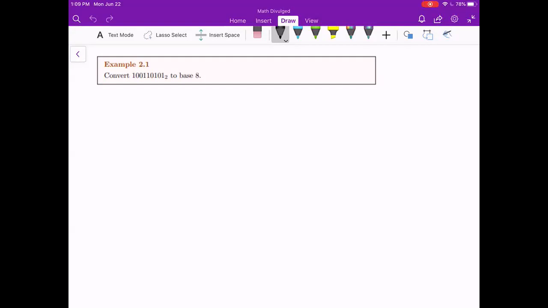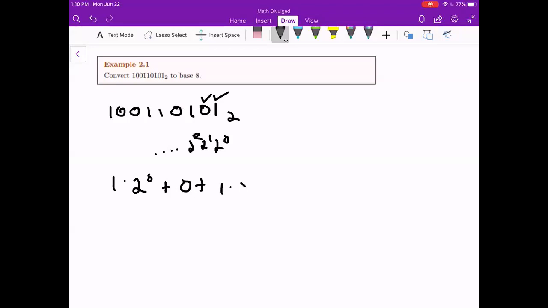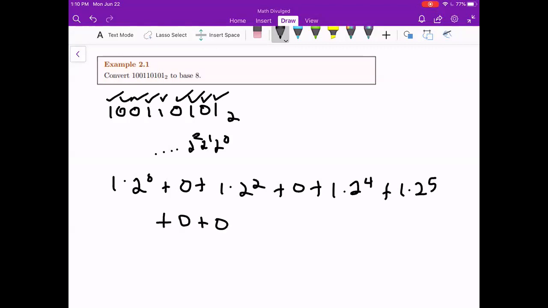So here we have 1 0 0 1 1 0 1 0 1 base 2. So in terms of powers of 2, this is going to be 2 to the 0, this is 2 to the 1, this is 2 squared, and so forth. So if we just add all of these up, we have 1 times 2 to the 0, plus 0, plus 1 times 2 squared, and then we ignore the 0. This is going to be plus 1 times 2 to the 4. This is going to be 1 times 2 to the 5. We have 2 more zeros. And then we have our last one, which is 1 times 2 to the 8. And now if we sum all this up, this is equal to 309.